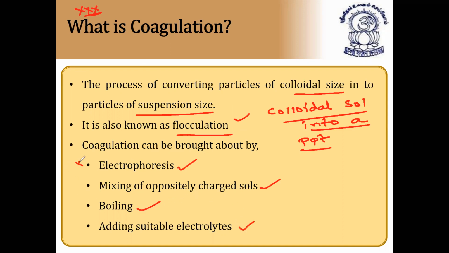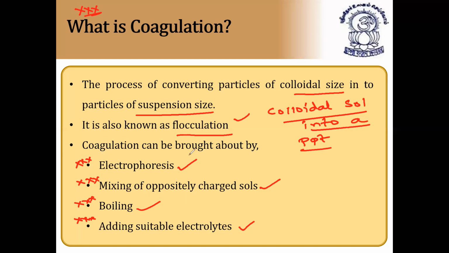All these 4 points are important. We can do coagulation by using electrophoresis, mixing of oppositely charged salts, boiling, or by adding suitable electrolytes. What is electrophoresis? Already we have done. To coagulate a positively charged salt, we have to use a negatively charged salt. That is mixing of oppositely charged salts. And to coagulate a colloidal particle, we can also do it by boiling, and we can add suitable electrolytes. So any of these 4 methods is important.